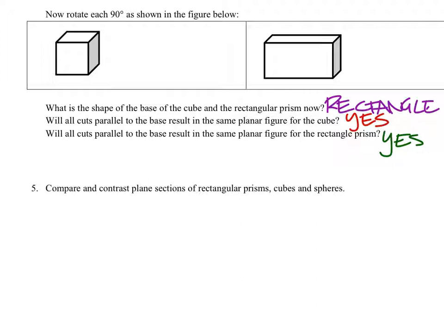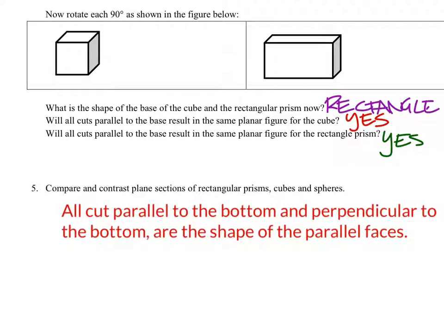So compare and contrast planar sections of rectangular prisms, cubes, and spheres. All right, that seems like a pretty acceptable explanation of that stuff right there.